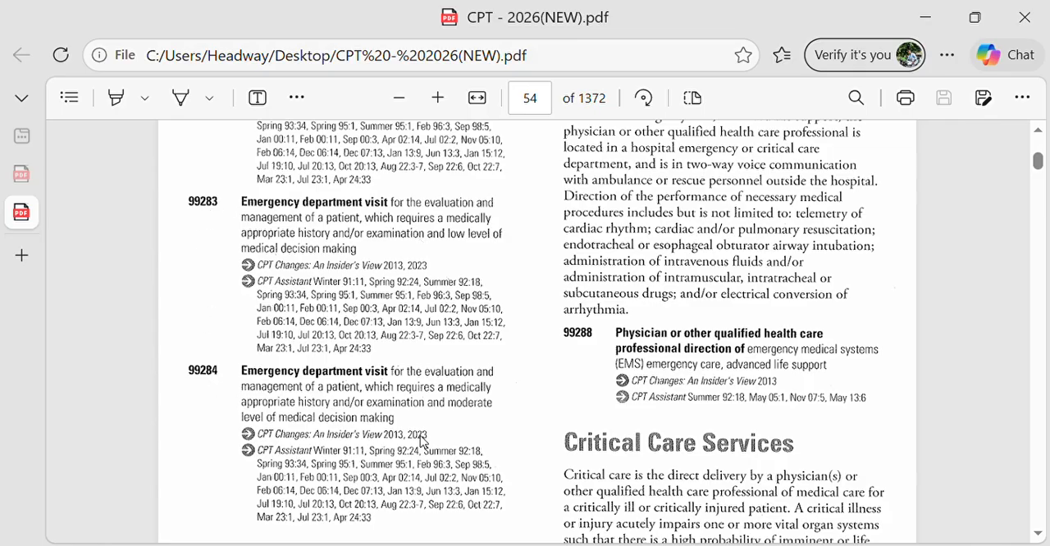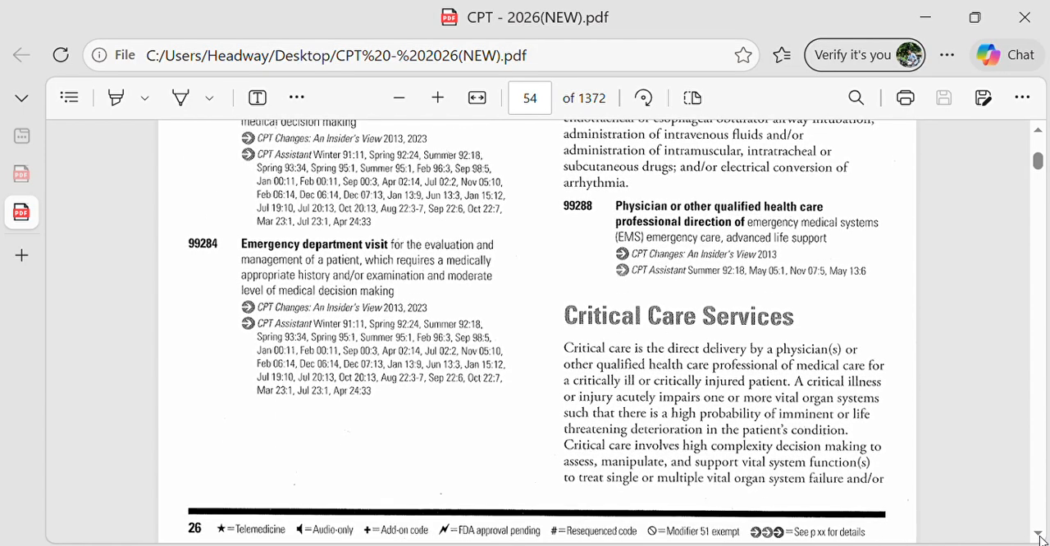Coming to the 99284, in the sense 99284 is used when the level is moderate. When the level is moderate, then you can use this code 99284, which is like it is having either patient is having one acute or one chronic.